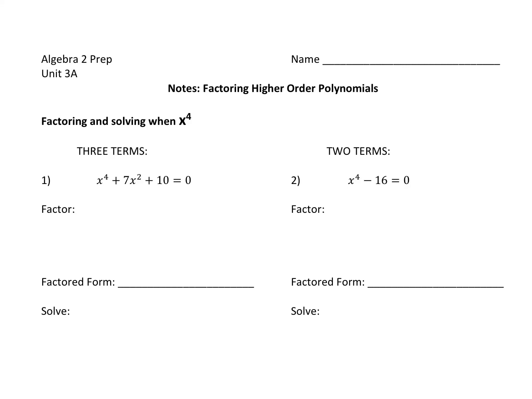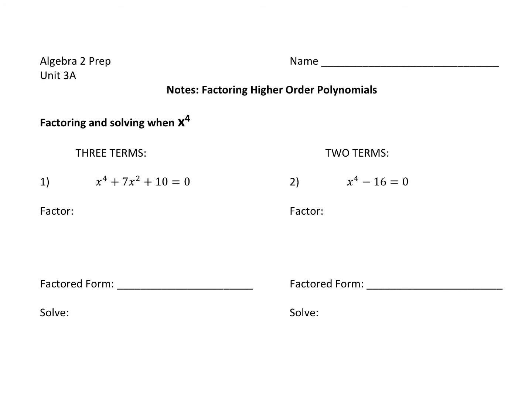In this video, we are going to talk about factoring higher order polynomials, meaning higher degree. So if I look at number one, it looks a lot like a quadratic trinomial, like when we had x squared plus 7x plus 10 equals 0. And we're actually going to factor this very similar to this, where we're going to think about things that multiply to 10 and add to 7.